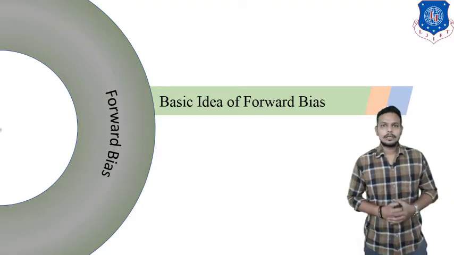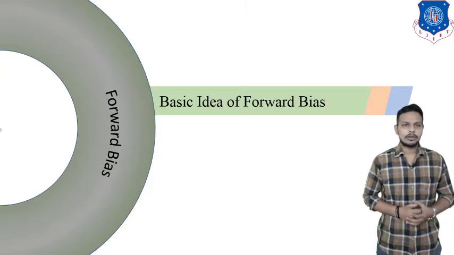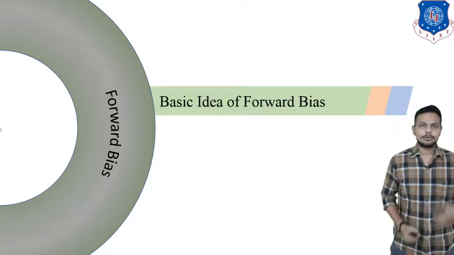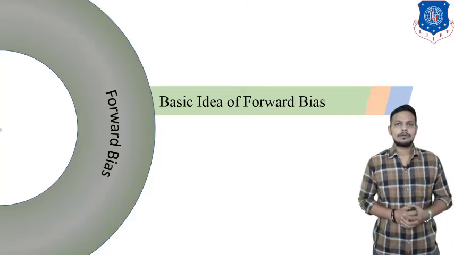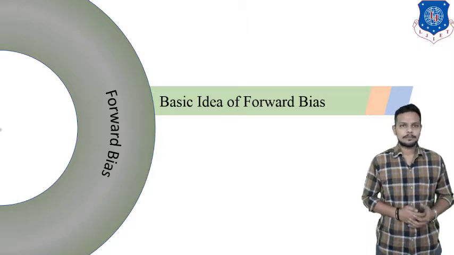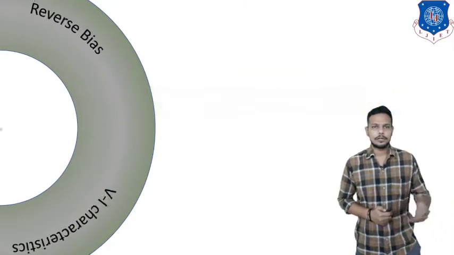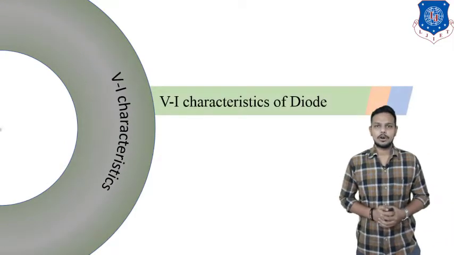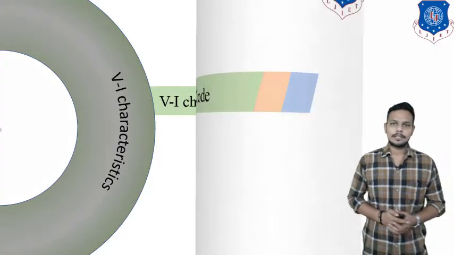A diode is made of two different types of material: one is germanium and the other is silicon. So let us discuss which topics we are covering in today's lecture. First is forward bias, second is reverse bias, and third is the VI characteristics of the p-n junction diode. So let us start with forward bias.